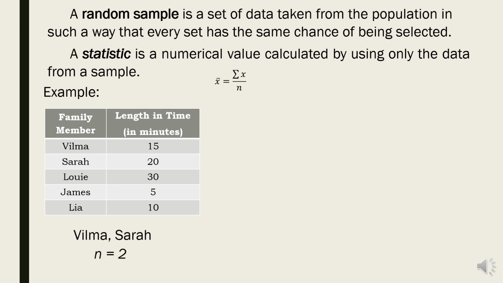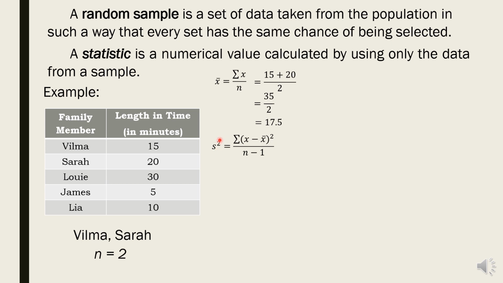So let us now solve the sample mean. We have 15 for Vilma and 20 for Sarah. If we add this and divide by 2, we have 17.5. So this is what we call the sample mean. How about the variance? We will use this formula. So what is the difference? Of course, we use the symbol S squared to indicate the sample variance.